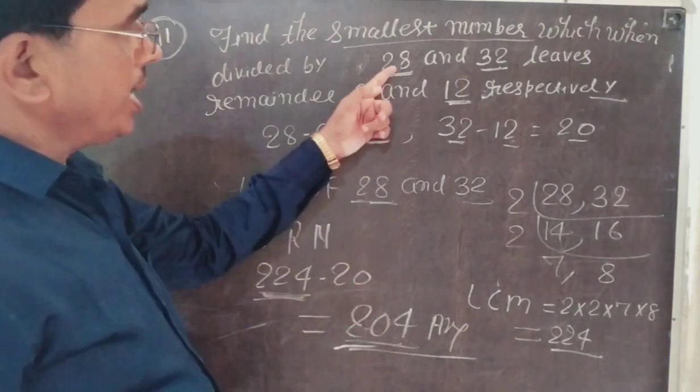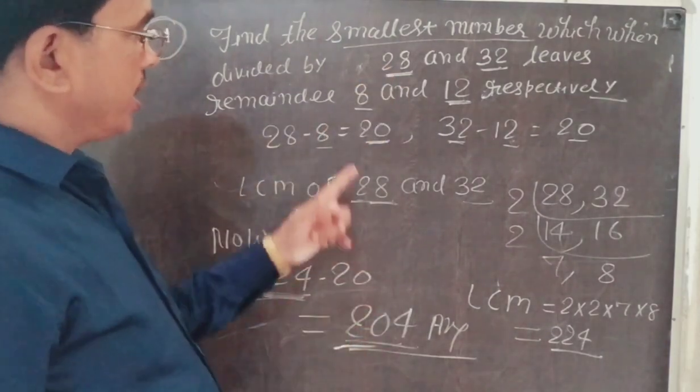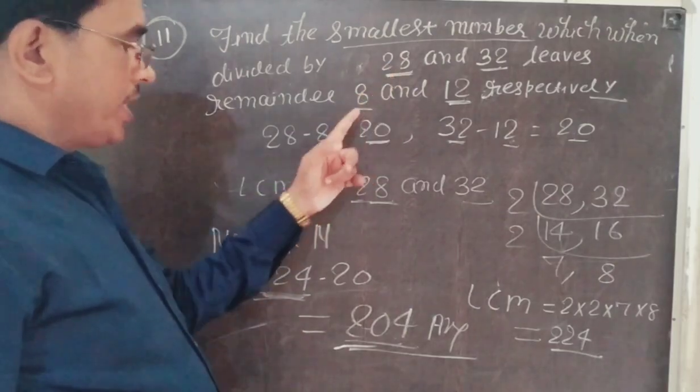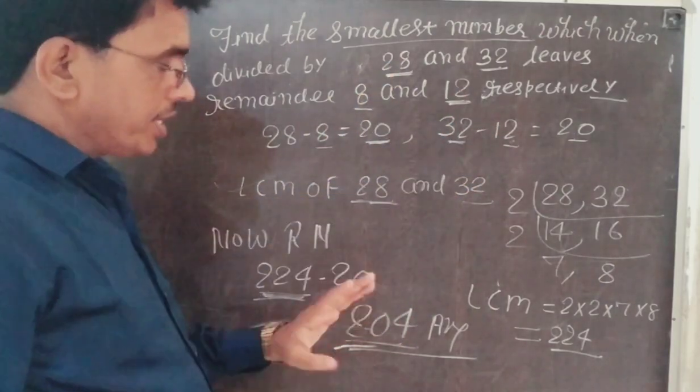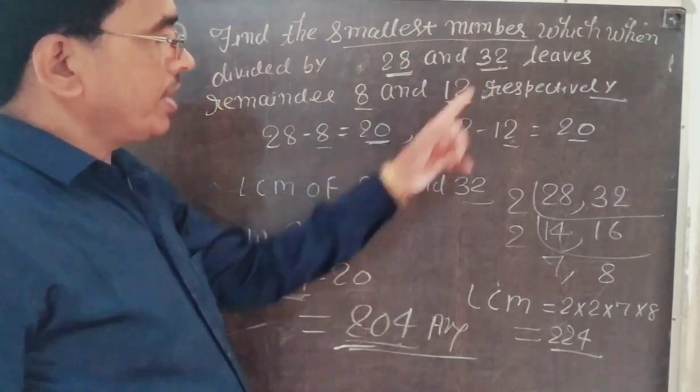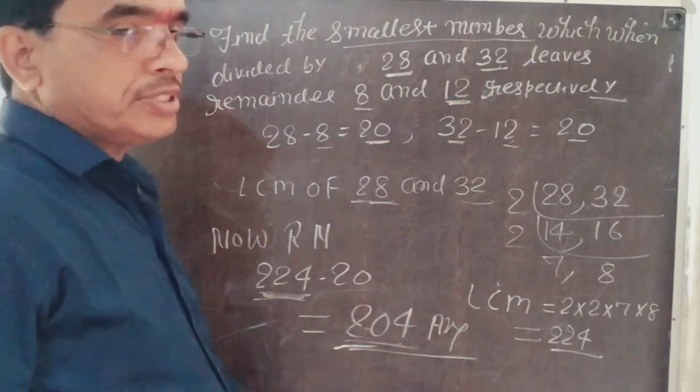When you divide 28, you get remainder 8. And when you divide 32, sorry, when you divide 32, then the remainder is 12. That's okay.